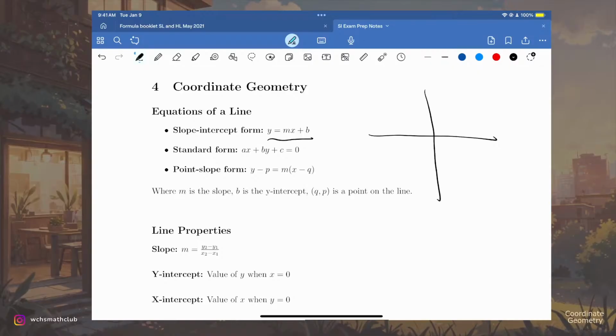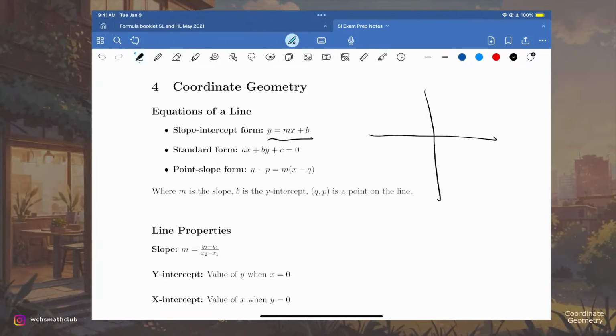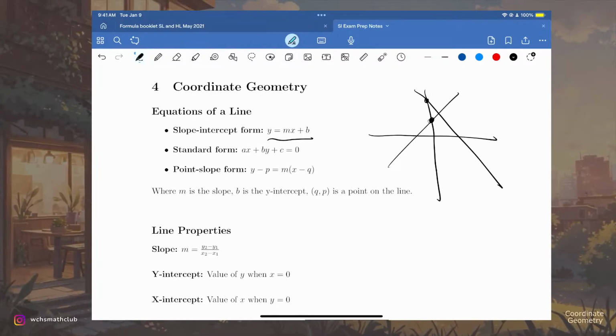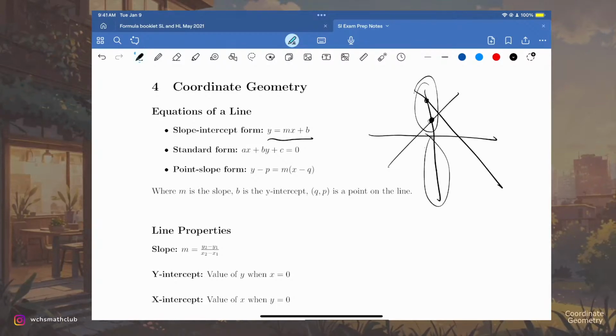You should probably know this if you're about to take the IB exam, but the m is the slope, right? So if m is positive, then the line goes like this, and if m is negative, then the line goes like that, and so on. And then b is the y-intercept, so where it crosses the y-axis. So if b is positive, it's in this region. If b is negative, it's in this region. If b is 0, it goes through the origin, etc. It's just all routine stuff, right?